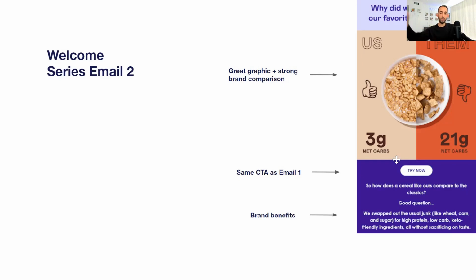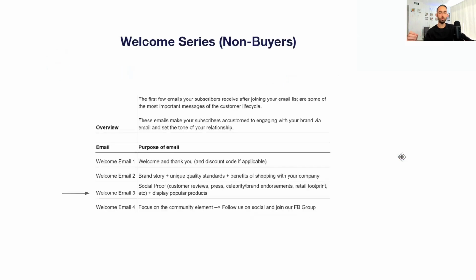Email 3. So here's all about social proof, right? Social proof is so important to seal the deal. Social proof comes in many shapes, sizes, and forms. It starts with customer reviews, any press mentions, celebrity or brand endorsements, any kind of retail footprint, and you want to display your popular products in this email.